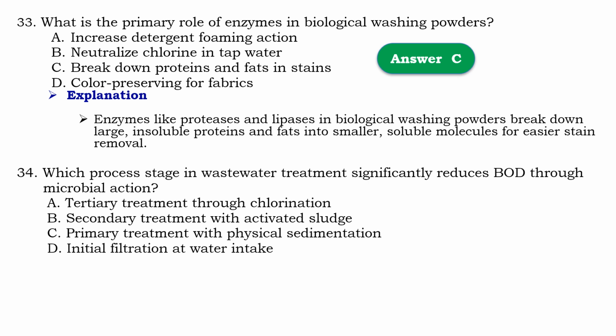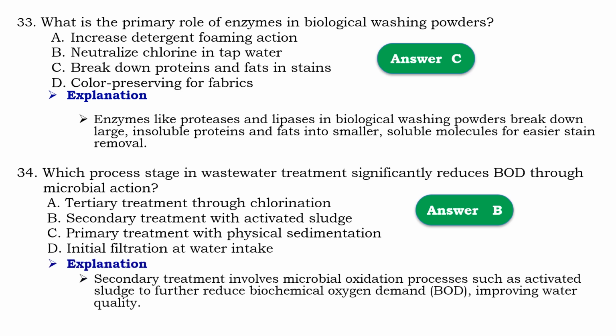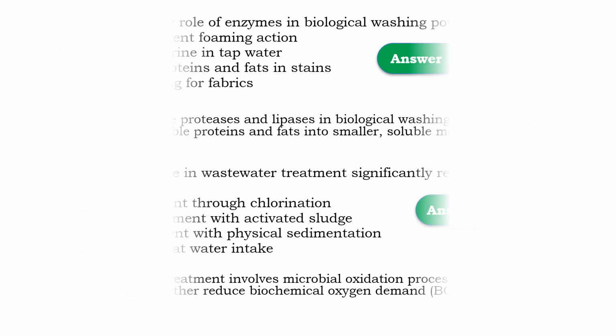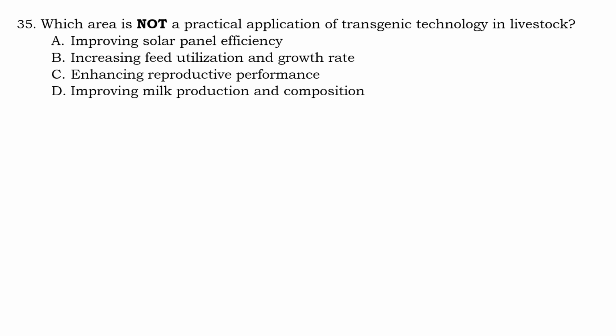Question 34. Which process stage in waste treatment significantly reduces BOD, or biochemical oxygen demand, through microbial action? So ስለዚህ ዌስት ዋተር ትሪት ላይ የምናደርግበት ጊዜ በአብዛኛው ባዮኬሚካል ኦክሲጅን ዲማንድ የሚቀንስበት የቱ ስቴጅ ላይ ነው ይላል? So the answer should be B, secondary treatment with activated sludge. Means that secondary treatment involves microbial oxidation processes such as activated sludge to further reduce biochemical oxygen demand, improving water quality.